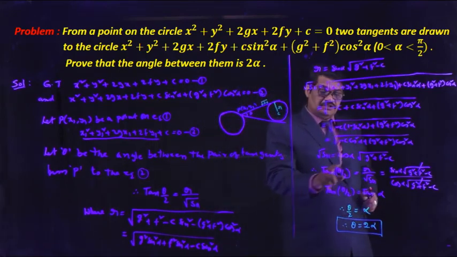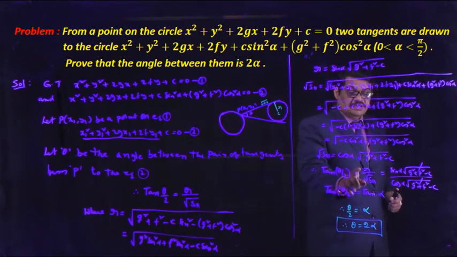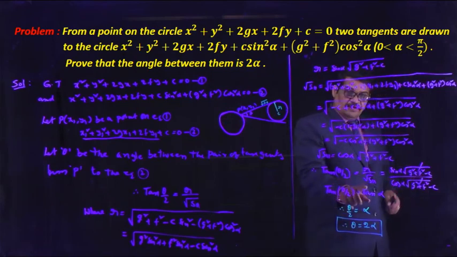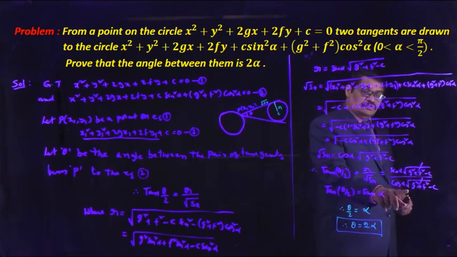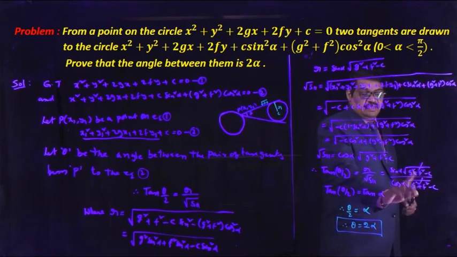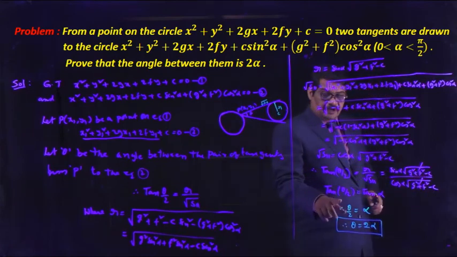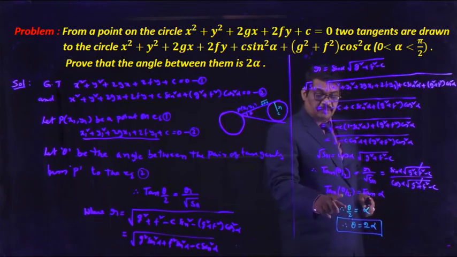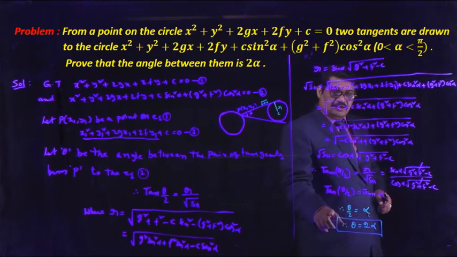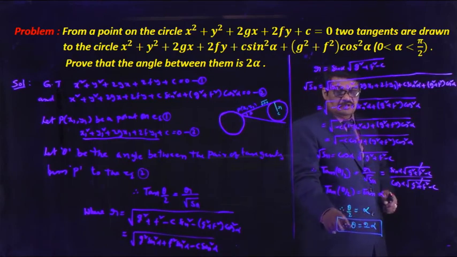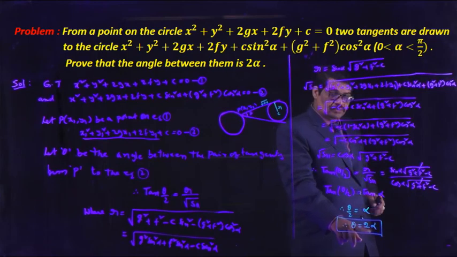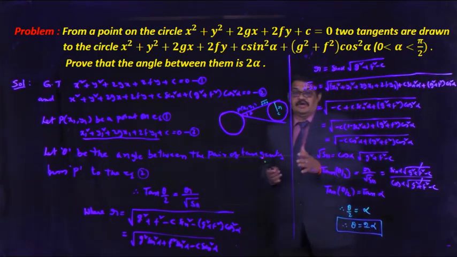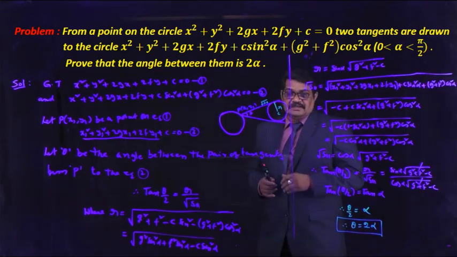These are the values. Substitute in this formula. Tan theta by 2 is equal to r by root of s11. Here r is sin alpha into root of g square plus f square minus c, and root of s11 is cos alpha into root of g square plus f square minus c. These will be cancelled. From that tan theta by 2 is equal to sin alpha by cos alpha, that is tan alpha. From that theta by 2 is equal to alpha. Therefore theta is equal to 2 alpha. That is the angle between the pair of tangents from P of x1 y1 to the second circle.